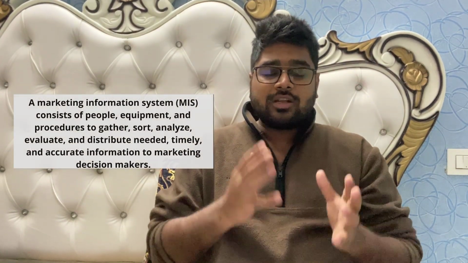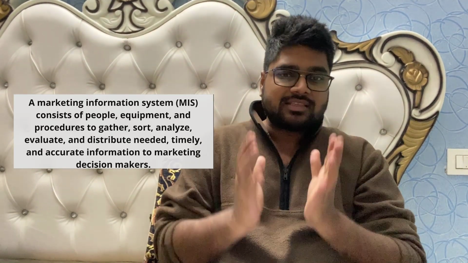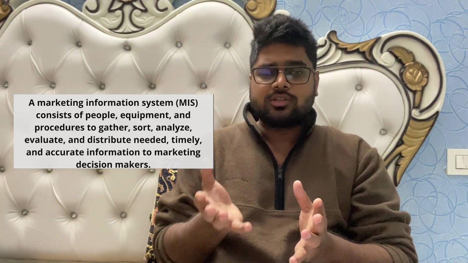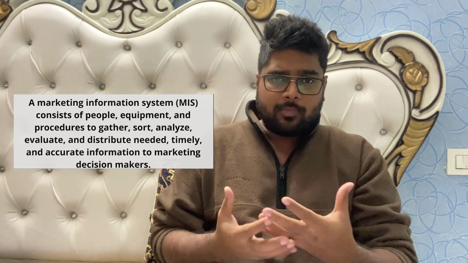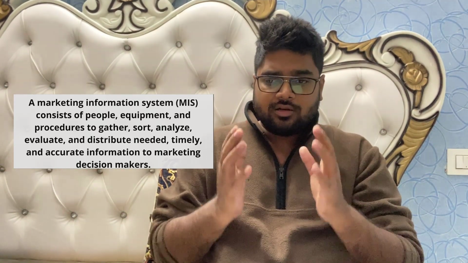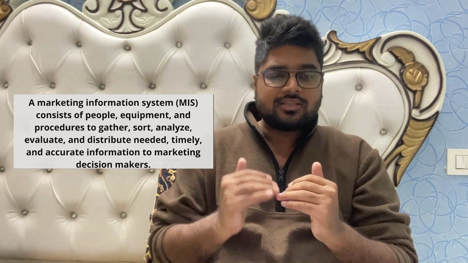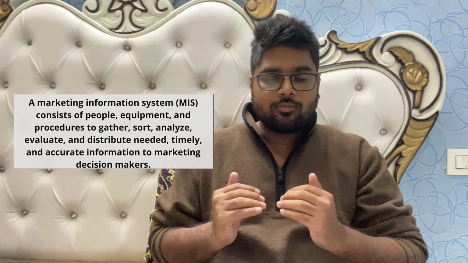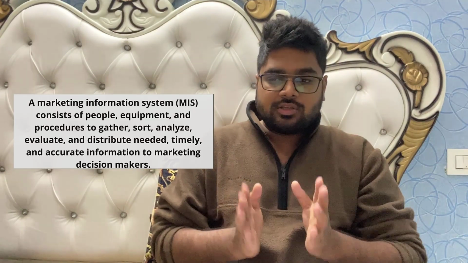Most companies do this with the help of an MIS, the marketing information system. What is a marketing information system by definition? It consists of people, obviously, because it cannot work standalone. It consists of equipment, so all the technological things, computers, and all the software incorporated in the information system. And procedures to gather information, so there have to be steps to follow to collect the information. You cannot directly go to the customer. There has to be a cycle, a procedure to follow.